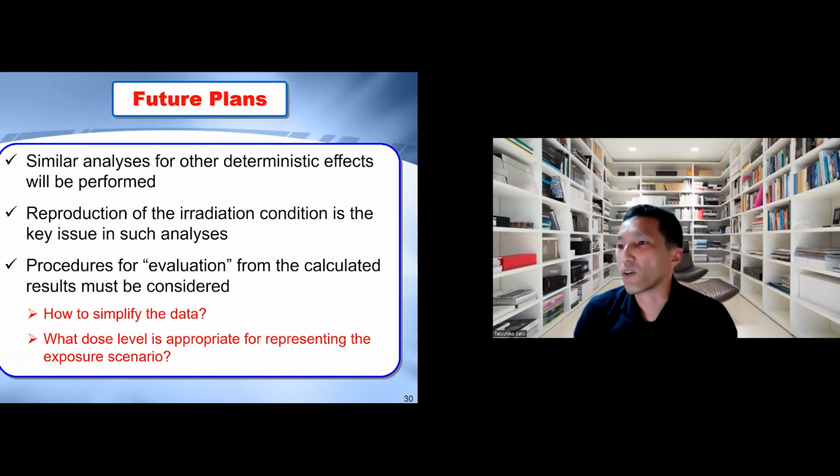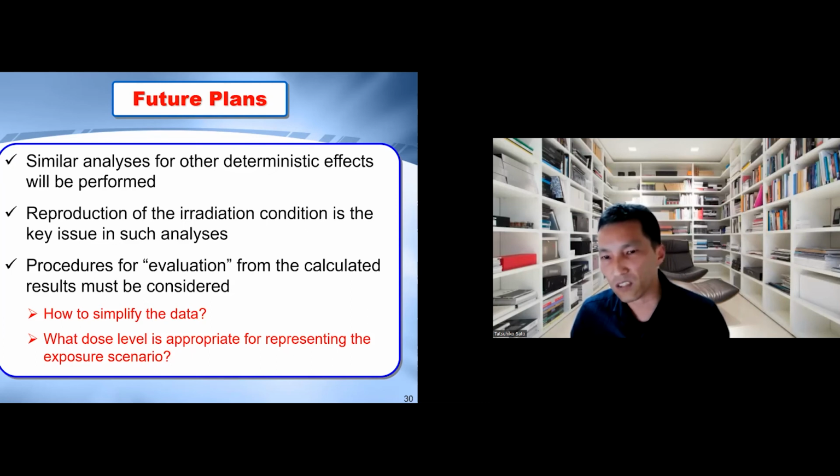As for future plans, similar analysis for other deterministic effects will be performed, and reproduction of the radiation condition is a key issue in such analysis. If you are planning to measure RBE, please describe the experimental setups in as much detail as possible in the paper. In addition, the procedure for evaluation from the calculated result must be considered, such as how to simplify the data. Of course, our calculation is just a calculation, so it cannot be directly used as the evaluated value. So we have to consider simplification, and also what dose level is appropriate for representing the exposure scenario.